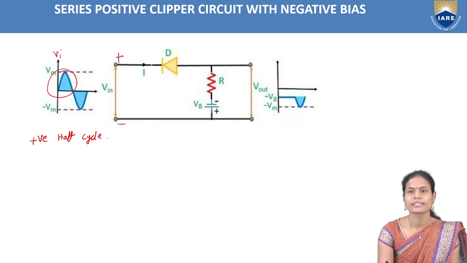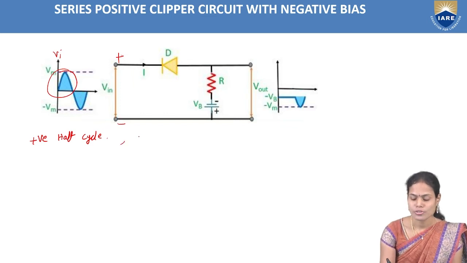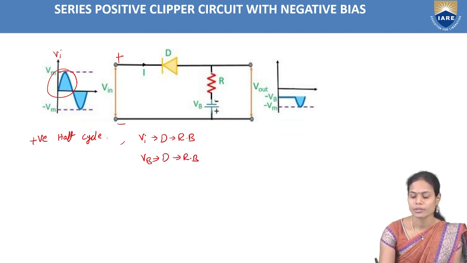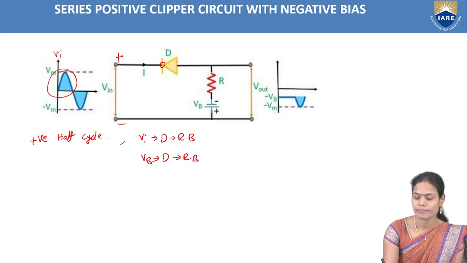That is nothing but for the cathode terminal we are providing the positive voltage, and for the anode terminal we are providing the negative voltage for this condition. So in this case, VA is making the diode into reverse bias condition. Why? Because for the cathode positive voltage. And VB is also making the diode into reverse bias. Why? Because for the anode terminal we are providing the negative voltage. So both the input voltage as well as battery voltage are making the diode into non-conducting state.